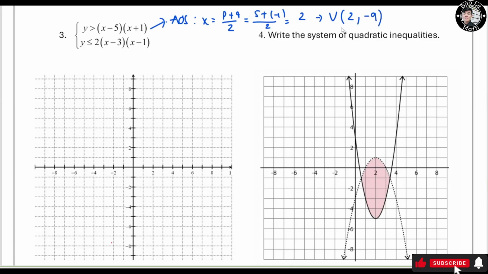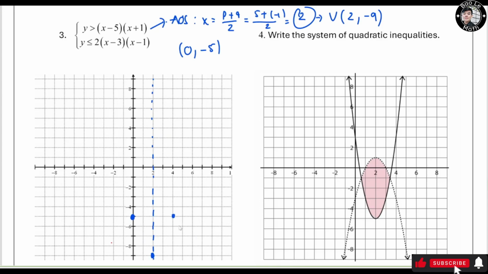Now I need to find the y-intercept. Let x equal 0, right? So the y-intercept is (0, -5 times 1 is -5), right? Now I need to locate the vertex (2, -9). It's going to be right here, right? The axis of symmetry is 2, right? So I need to draw the axis of symmetry. And the y-intercept (0, -5) is going to be right here, right? So I'm going to check the symmetrical point of this y-intercept over the axis of symmetry. It's going to be right here, right?